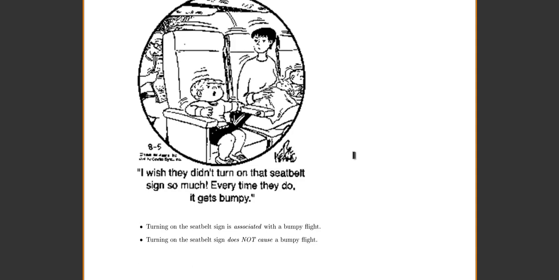This is a situation where we have a confounding factor. Remember, a confounding factor is something that's associated with both groups, or in this case, both instances. So the confounding factor would be turbulence. Because if it's turbulent, they're going to turn on the seatbelt sign, and if it's turbulent, it's going to be a bumpy flight. And so turbulence is confounding our relationship here because it's affecting both the seatbelt sign and the bumpy flight.